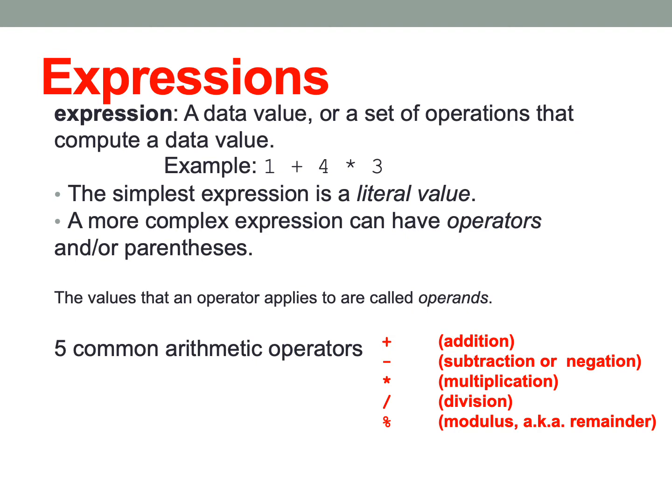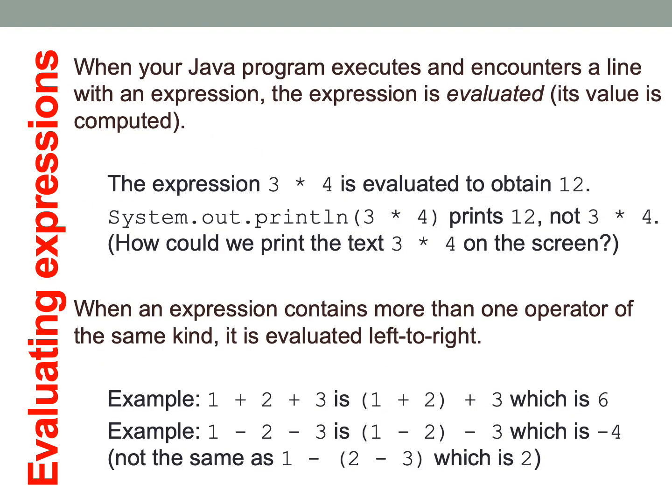There are 5 common arithmetic operators, which are addition, the plus sign, subtraction, which is the minus sign, multiplication, where we use the asterisk sign, division, using the slash, and modulus or remainder, using the percentage. When your Java program executes and encounters a line with an expression, the expression is evaluated, meaning that the value is calculated.